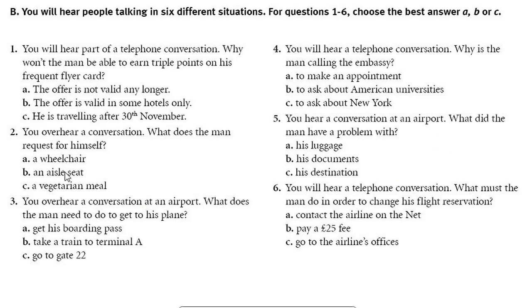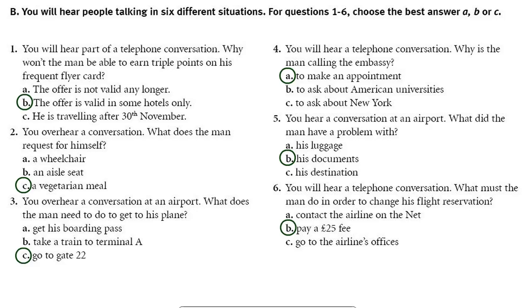2a. Listening and speaking. Listening. B. You will hear people talking in 6 different situations. For questions 1 to 6, choose the best answer, A, B or C. 1. You will hear part of a telephone conversation. Why won't the man be able to earn triple points on his frequent flyer card? A. The offer is not valid any longer. B. The offer is valid in some hotels only. C. He is travelling after the 30th of November.